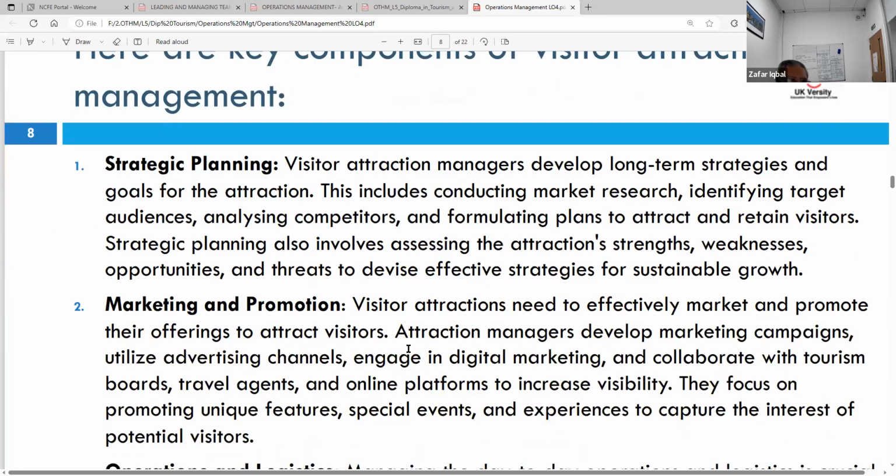Number one is, of course, planning: good planning, strategic planning, long-term planning, because these places will stay for many years to come. For the long run, people will keep on coming for many years to come. So strategic means it's very long run. Strategic planning means long-run planning.